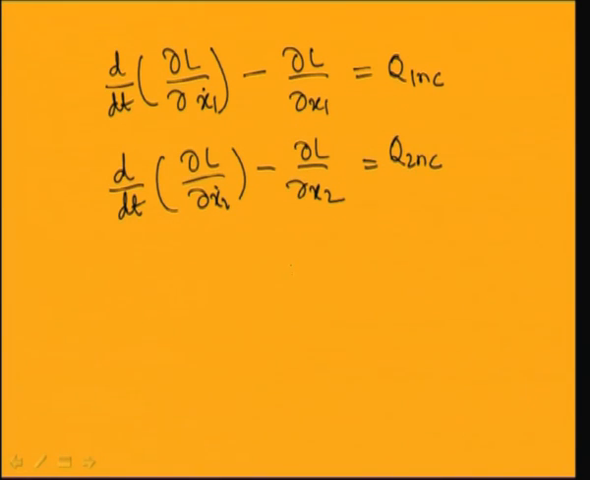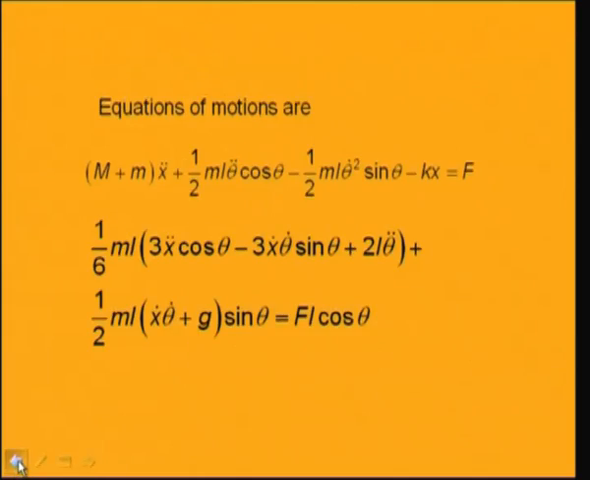So using these two expressions, you can find the equations of motion. The first equation of motion reduces to (m plus M) x1 double dot plus half ml theta double dot cos theta minus half ml theta dot square sin theta minus kx equal to F, and the second equation becomes 1 by 6 ml (3x double dot cos theta minus 3x dot theta dot sin theta plus 2l theta double dot) plus half ml x dot theta dot plus g sin theta equal to FL cos theta. So you have seen these are the generalized coordinates we have obtained. These are the same equations you obtained using the extended Hamilton principle also.